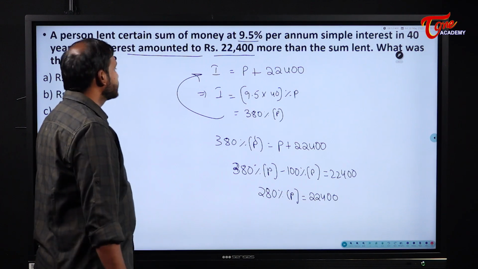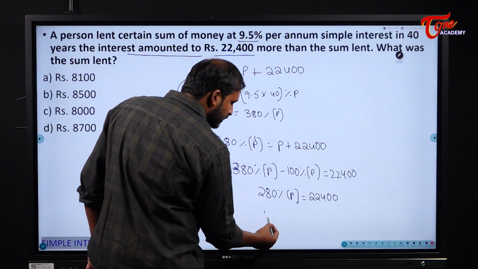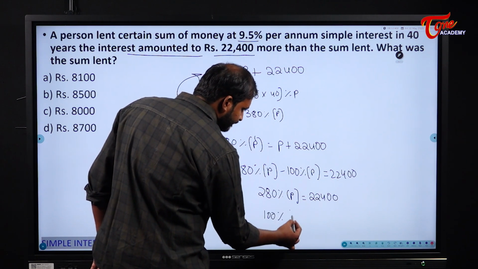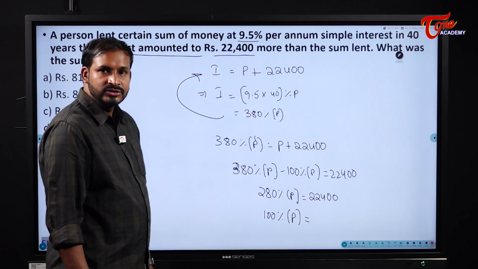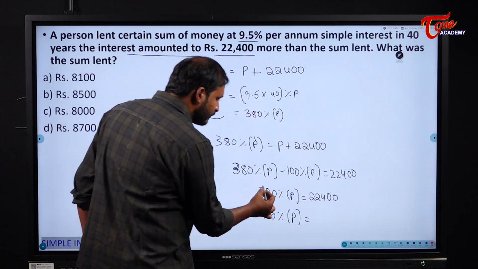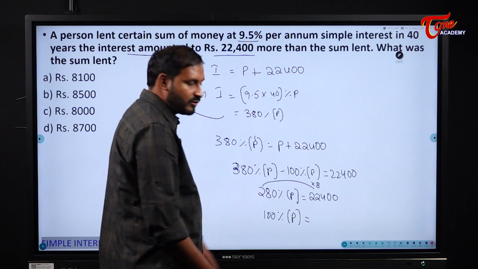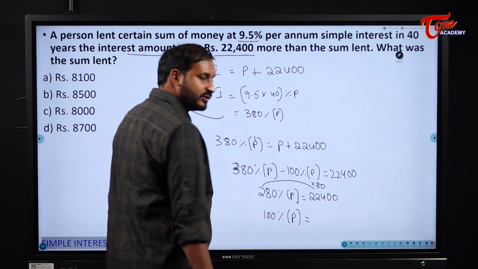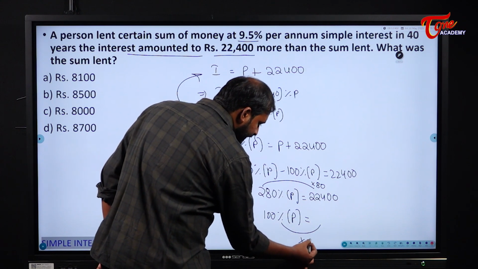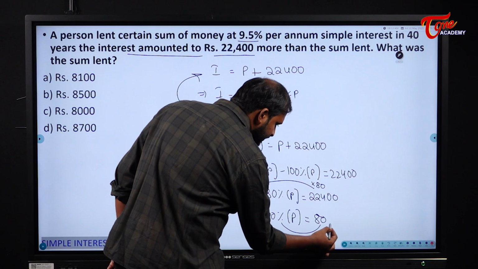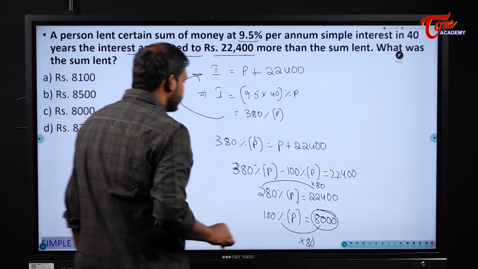What are they actually asking us to find? What was the sum he lent? So 100% of P is how much? What happens to this one, students? 28 into 8 is 224 and the 10s get cancelled and I have a 0. So 100 into 80, what is it? 8,000. That means he took 8,000 rupees.